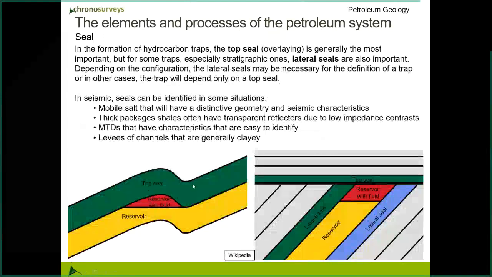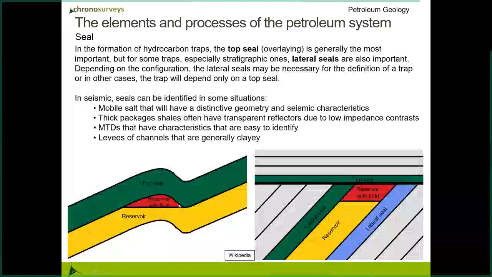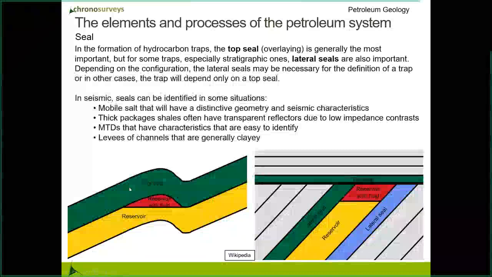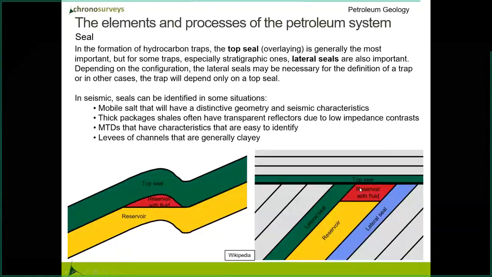So you can have different types of seals. In simple structures like this anticline, for example, you only need a top seal, so you need a stratigraphic unit above the reservoir, stratigraphically above the reservoir, in order to produce this accumulation, considering you have a trap. In other situations, you will need not just a top seal, but also lateral seals. So you will need some kind of sealing lithology stratigraphically above and below the reservoir in order to create this accumulation, or for hydrocarbons to be retained in this area.